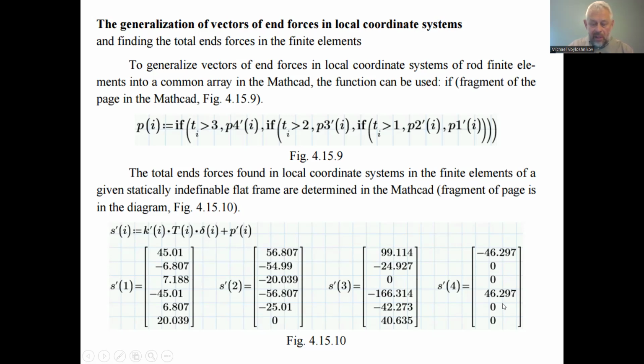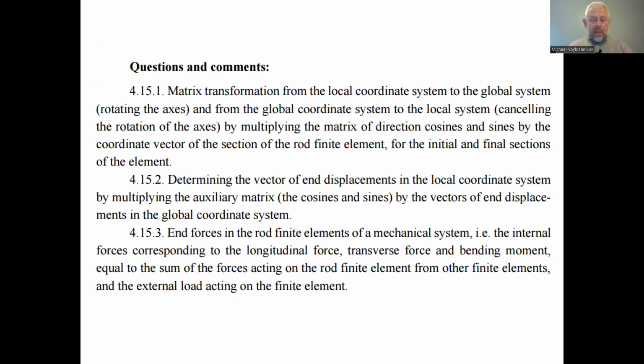That is the determination of the forces acting on the elements of the mechanical system, the statically indefinable frame, by the finite element method in the computer algebra system Mathcad. Questions and comments.